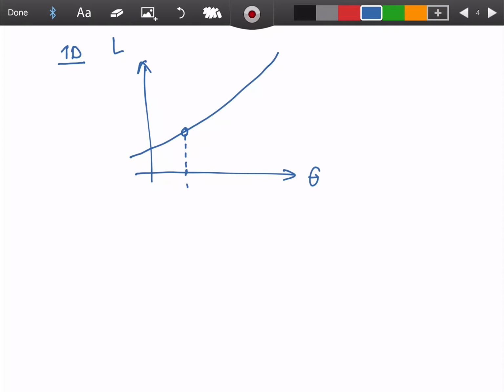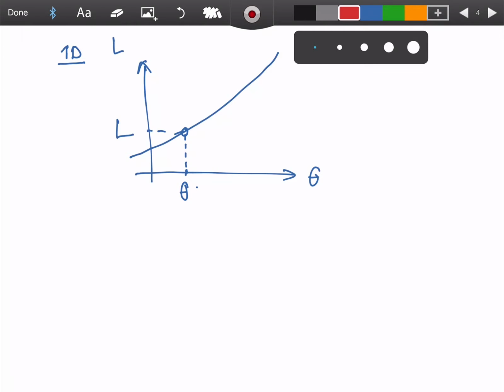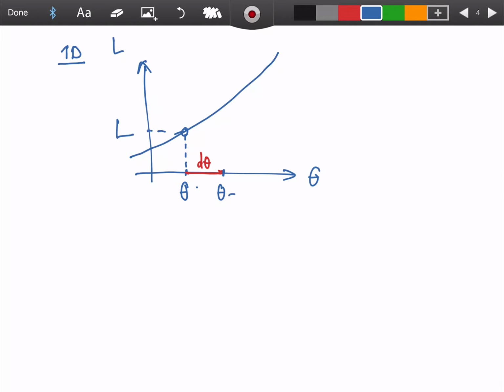I will put some value of the argument theta here, and the value of the function L. And then I'm going to displace my argument by an amount that I will call d theta. As a result, I'm going to be at theta plus d theta on the horizontal axis. The function itself will change by an amount that I'm going to denote by delta L.